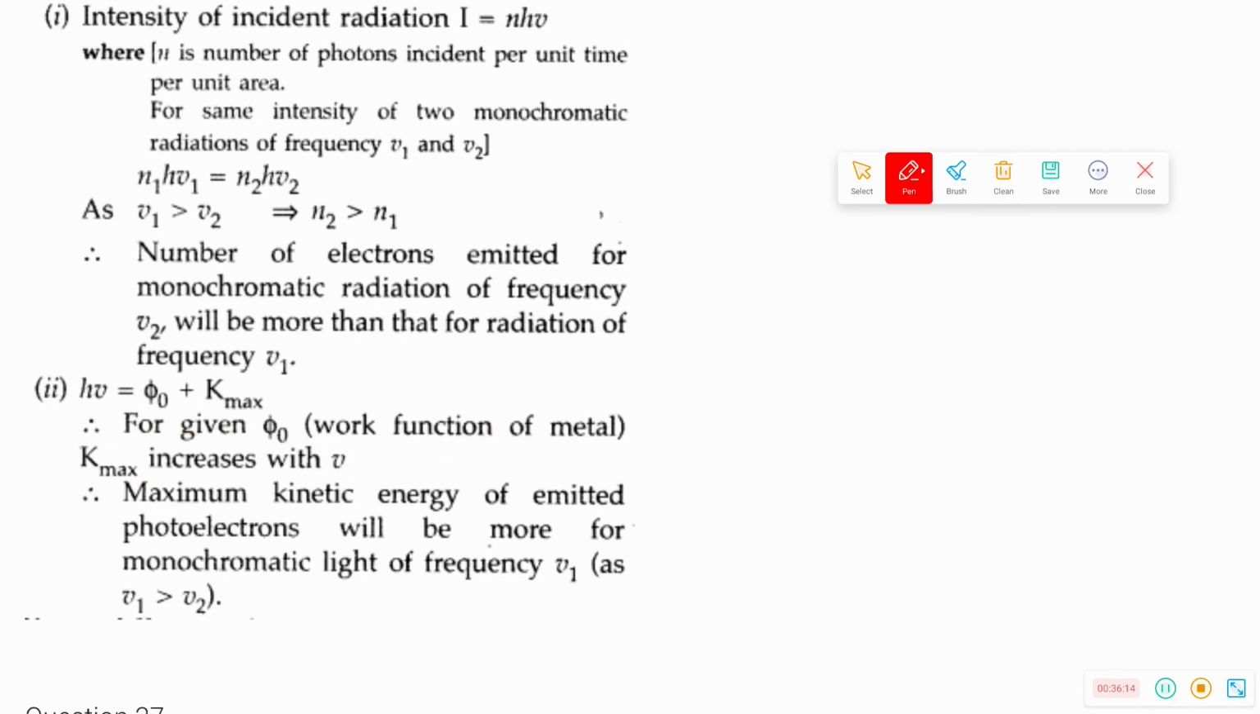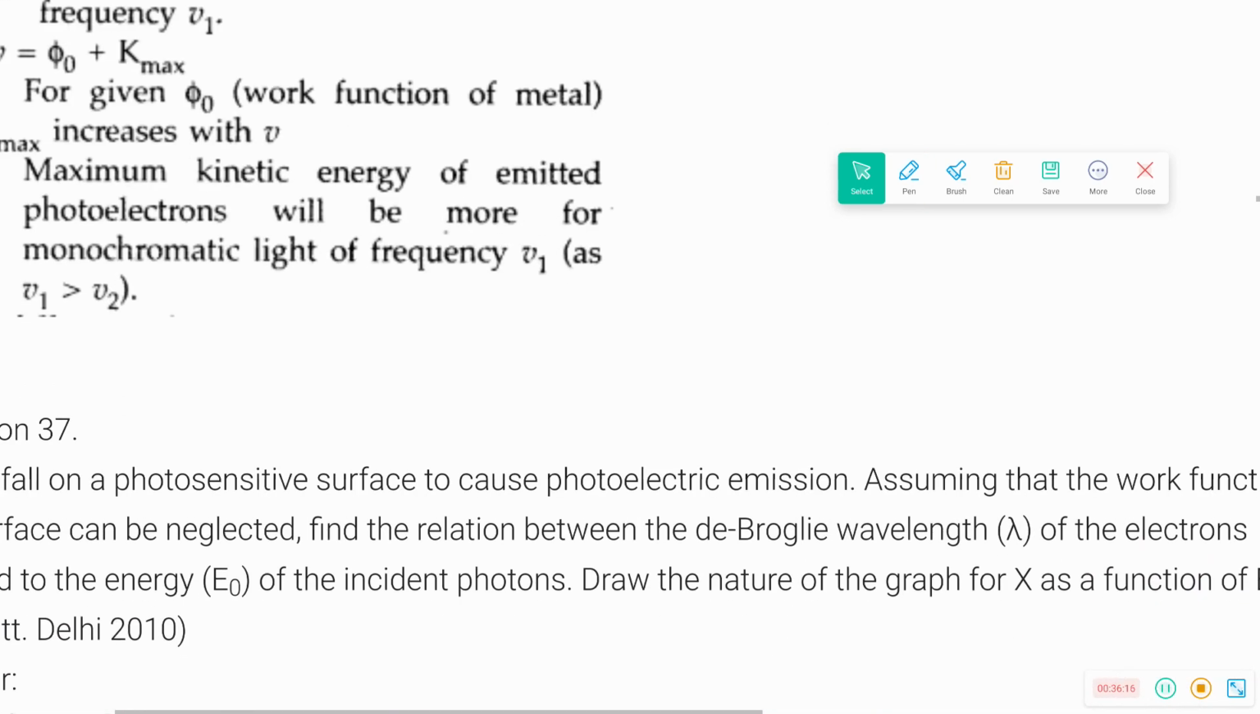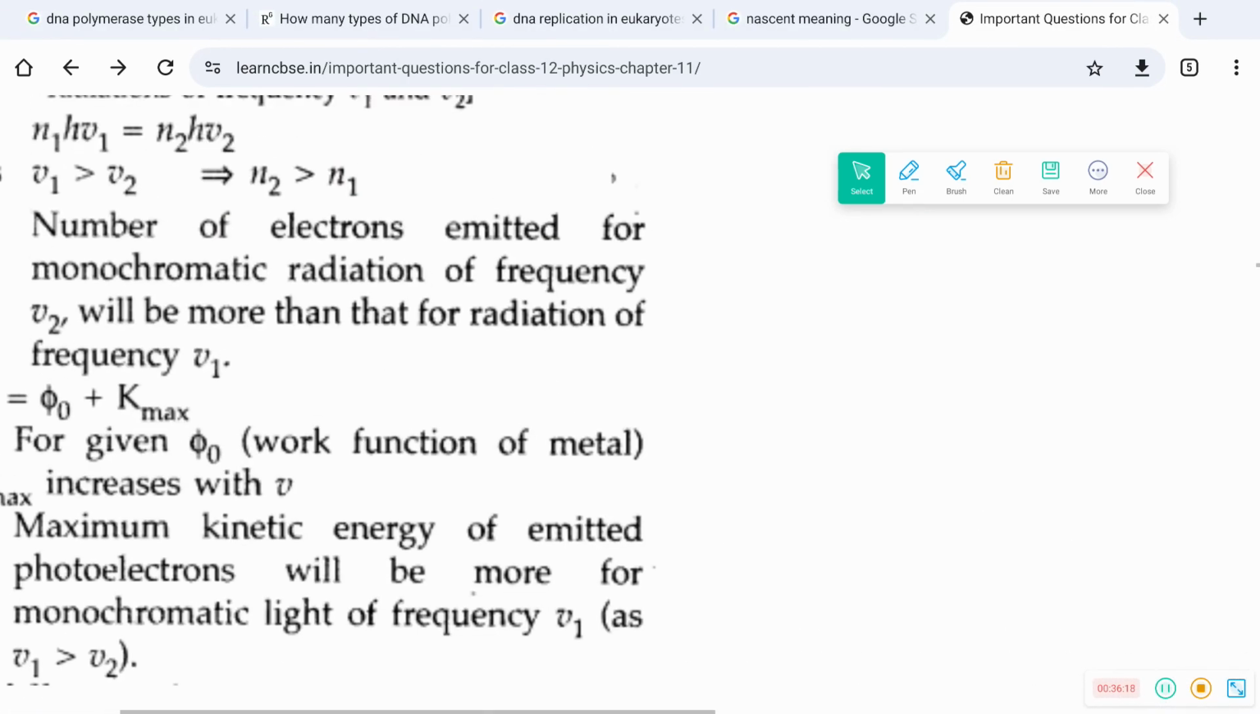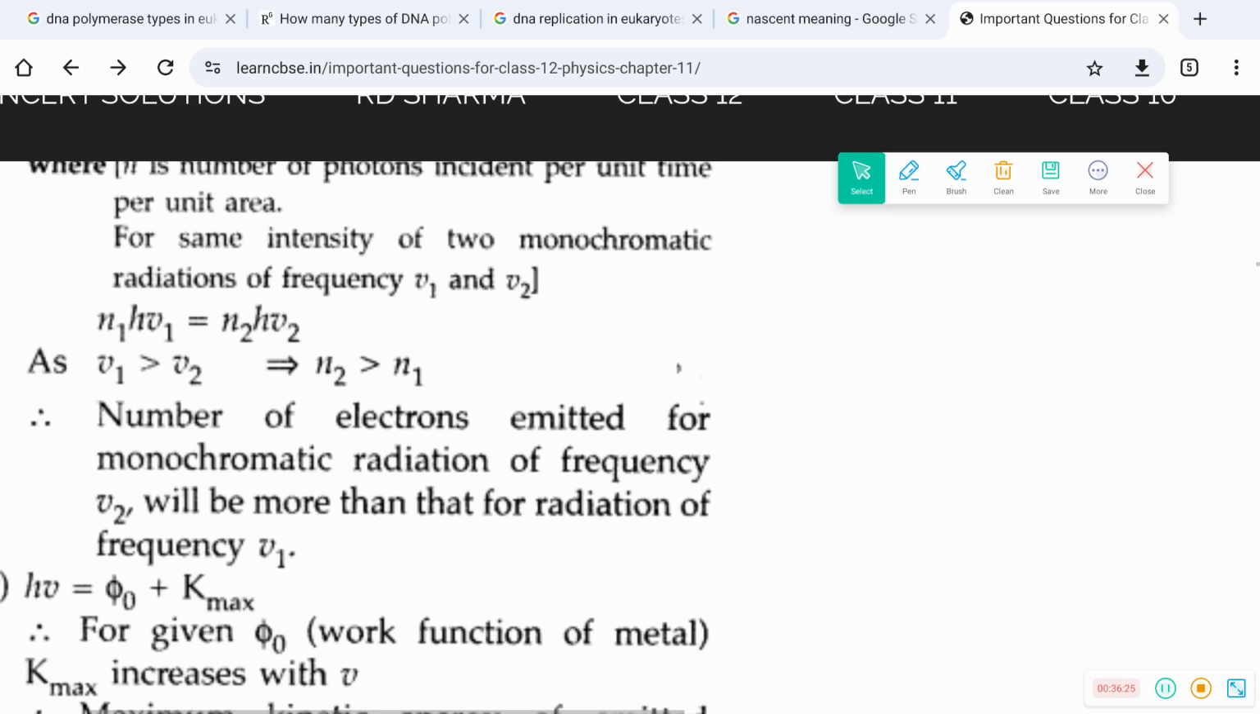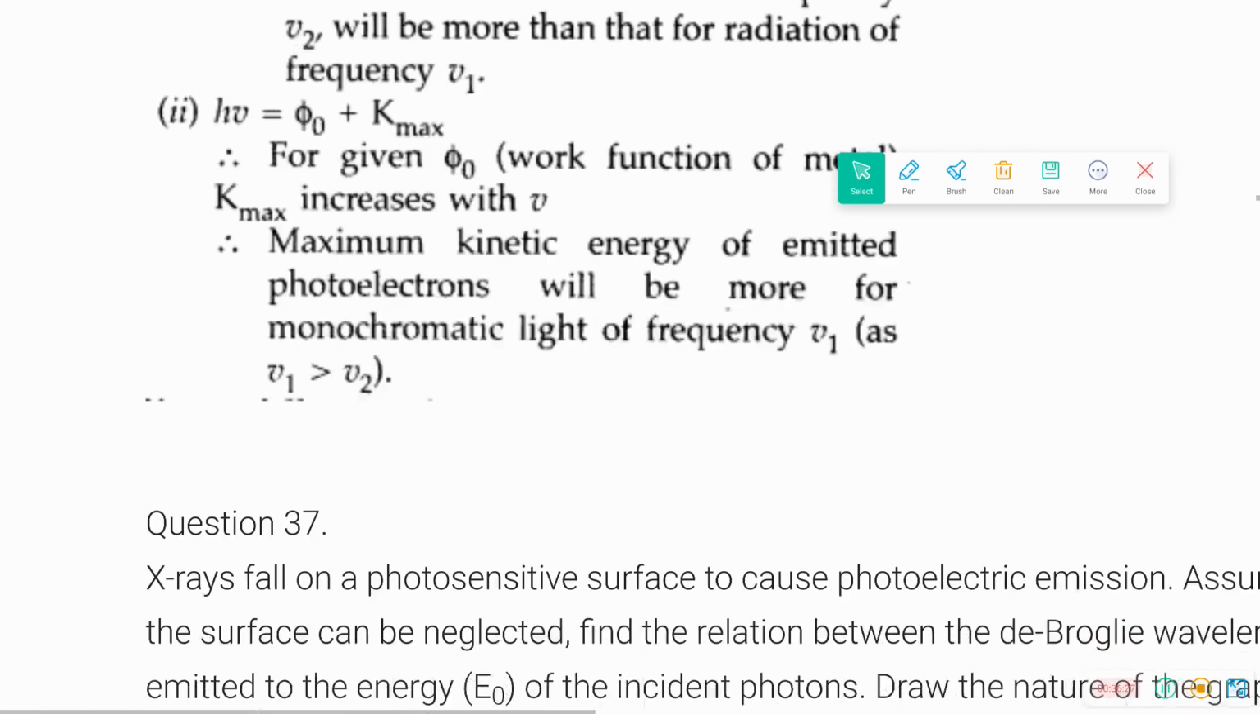Next. Subject to the condition that the intensity is the same. If the intensity is the same, this thing is happening. This one you remember: only if the intensity is the same, this process is happening. Next question.